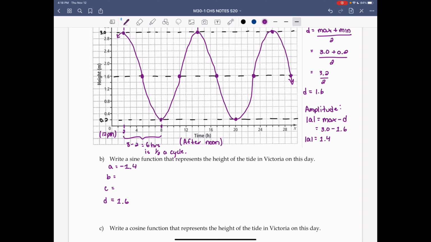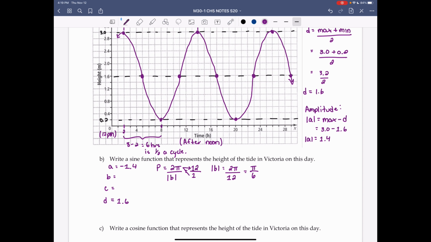To find the value of B, let's use the period. Period equals 2 pi divided by the absolute value of B. The period in this case is 12 hours. We can write that as 12 over 1. Cross multiply and divide. We get absolute value of B equals 2 pi over 12, which equals pi over 6.